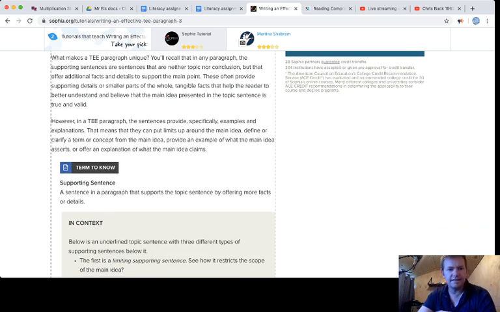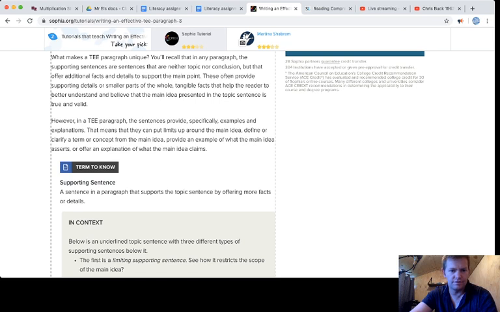What makes TEE paragraphs unique? You'll recall that in any paragraph the supporting sentences are sentences that are neither topic nor conclusion, but that offer additional facts to support the main point. It's basically saying it's not going off topic, it's staying on the topic and supporting your main fact.